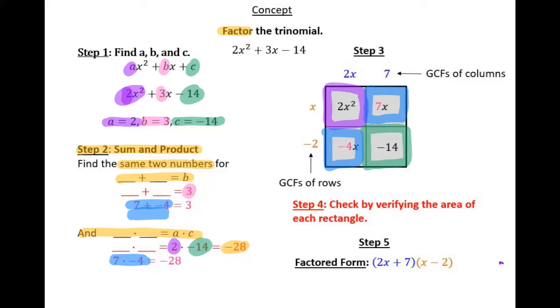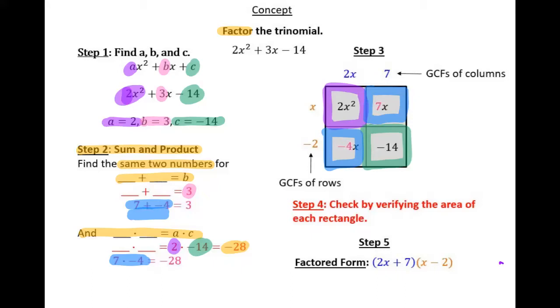Okay? And then step 4 is to verify that the area of the rectangle matches. So a 2x times an x would give us a 2x squared. 2x times a negative 2 gives you negative 4x. And then a 7 times x is 7x, and 7 times negative 2 gives you negative 14. Okay? But how do we actually get those values?